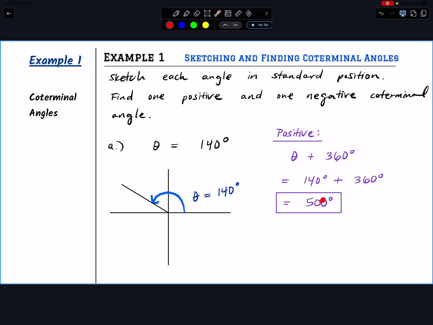Do you agree this is another rotation, right? This is already 140. To draw 500, all I have to do is draw this again, but then loop around and land in the same spot. So it's going to look like this.